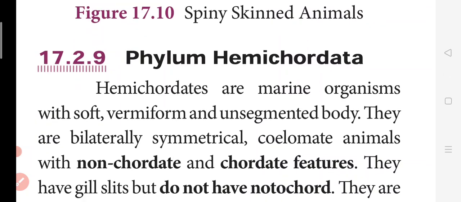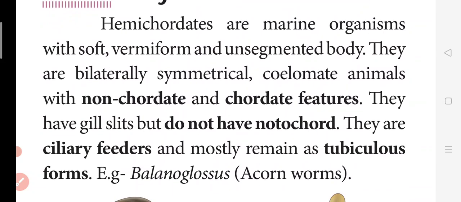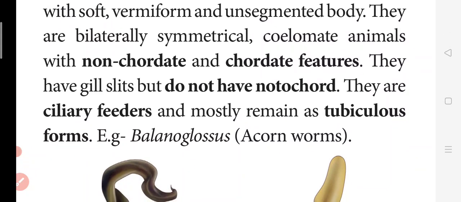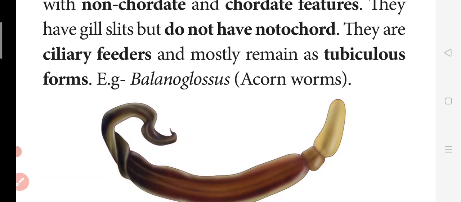Next is phylum Hemichordata. Hemichordates are marine organisms with soft vermiform and unsegmented body. So here there will be no segments in the body. They are bilaterally symmetrical coelomate animals with non-chordate and chordate features. So what is non-chordate feature? They will exhibit both features, with and without a backbone. They have gill slits but they do not have any notochord in between. There is no notochord at all, but they have gill slits, a separation slit in between.